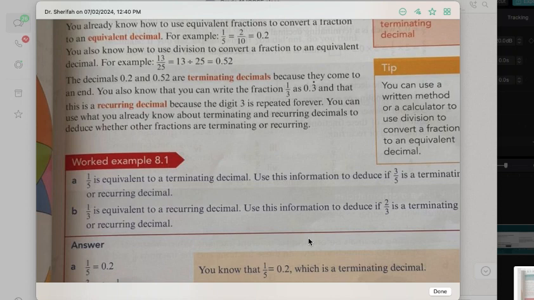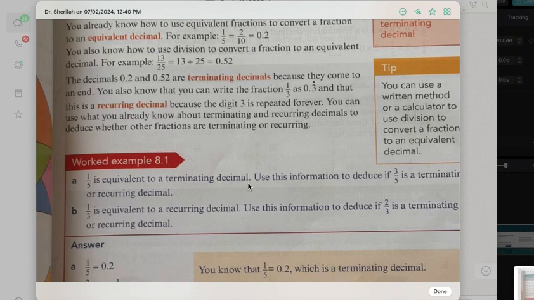We have to find the terminating decimal. For example, 1 all over 5 is equivalent to a terminating decimal, because we just did it and got 0.2. A terminating decimal is a decimal which ends. We also have decimals that do not end; you keep going and going repeatedly. That's a non-terminating decimal.